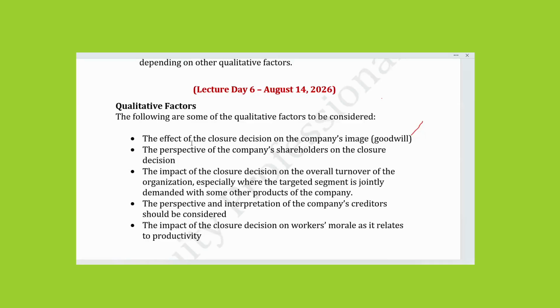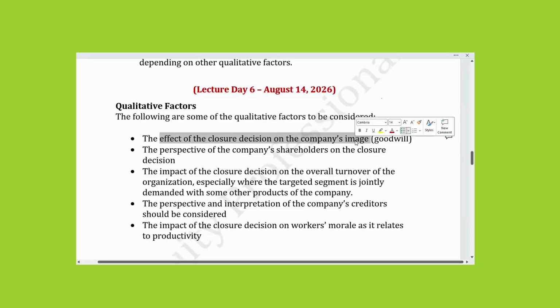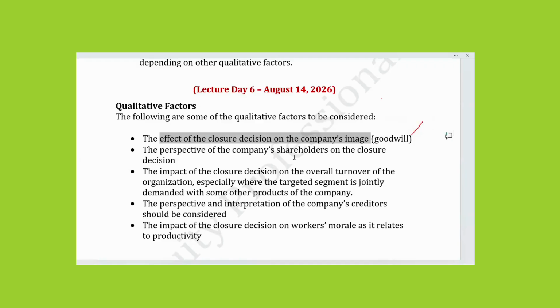The first one is to determine the impacts of the closure decision on the company's reputation. Okay, you want to know this particular segment that is operating at a loss. If you discontinue the segment, if you drop the sale of that particular product, right? If we close down the location in Ibadan, or the branch in Lagos, what will be the impact?